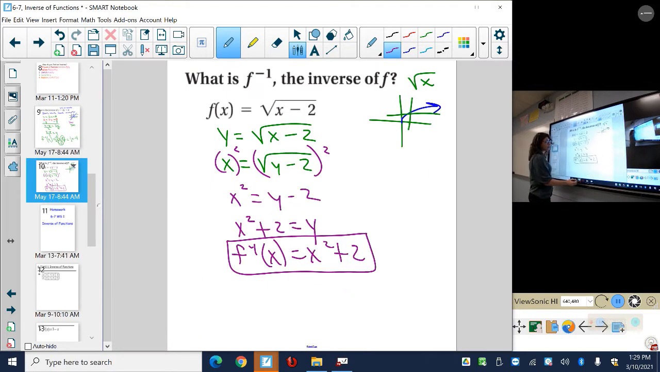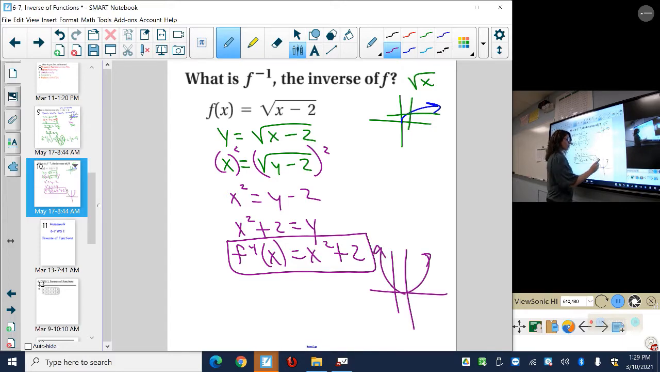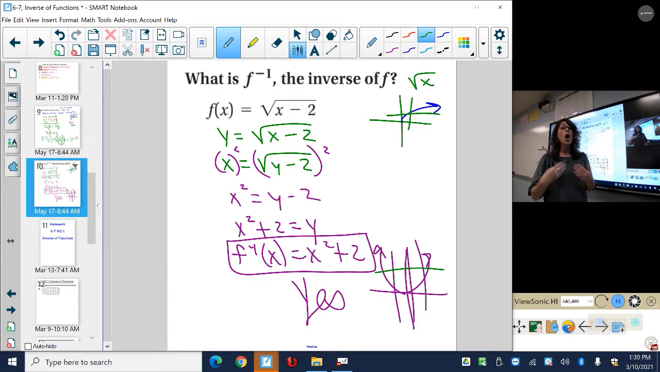Now, I want to make myself very clear about this. On your homework is going to ask, is the inverse a function? Well, this is x squared. X squared looks like a parabola. So yes, it is a function, but is it a one-to-one function? One-to-one function says it passes the horizontal line test. No, it is not a one-to-one function.